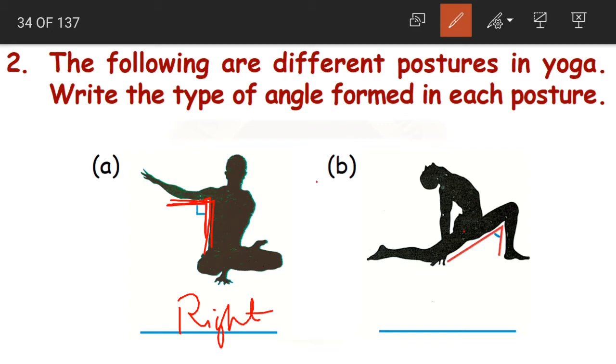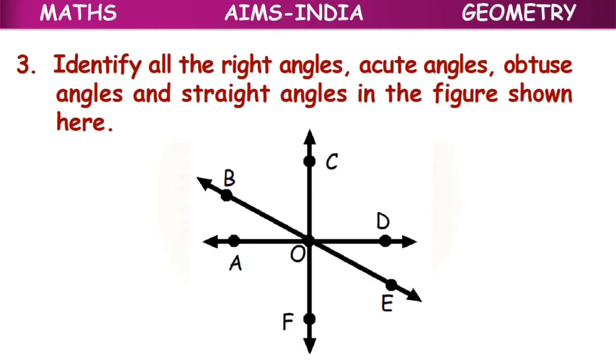Now coming to B, we can see that the angle is smaller than our right angle. So the angle formed will be our acute angle. It will be acute angle.